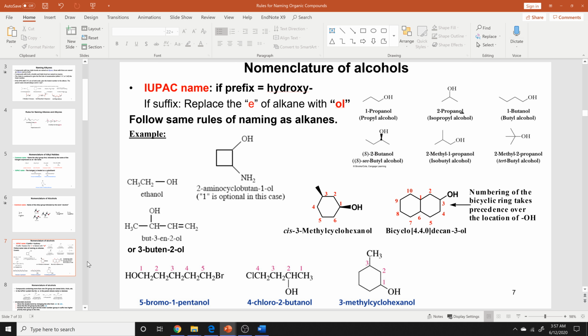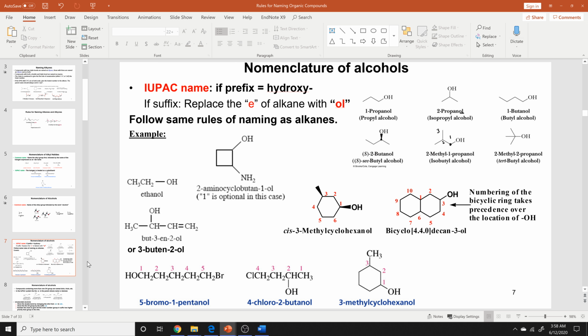2-methyl-1-propanol in this case. This is an isobutyl alcohol. This is starting with this carbon. This is carbon 1, this is carbon 2, and this is carbon 3. This is 2-methyl-2-propanol in there, which is the IUPAC name of the common tertiary butyl alcohol.